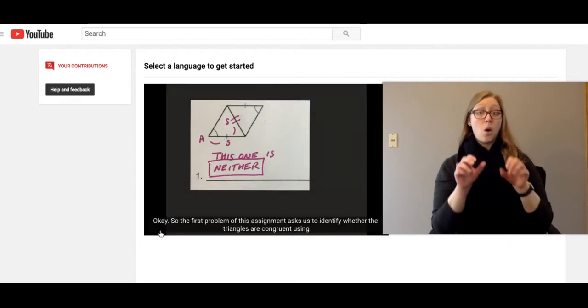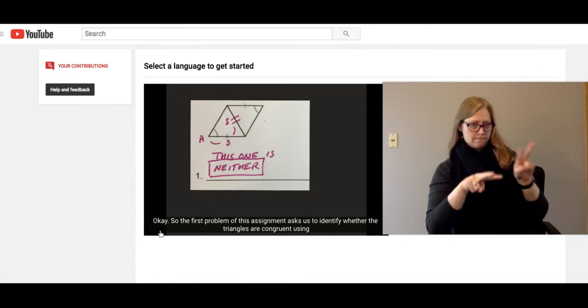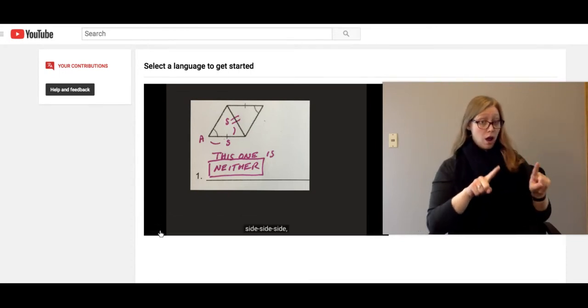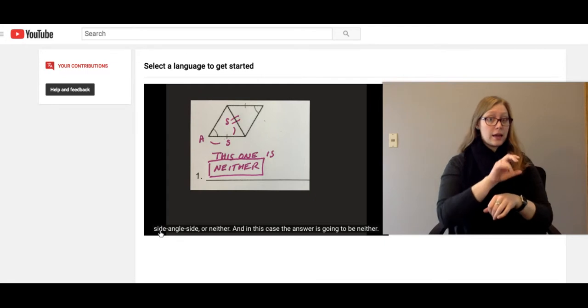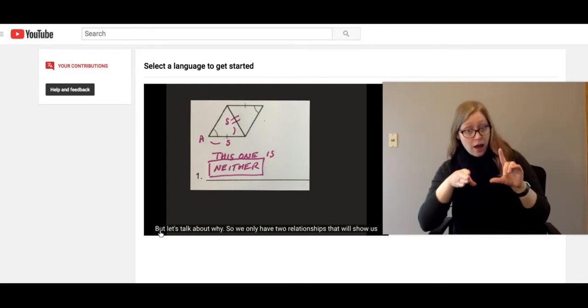Okay, so the first problem of this assignment asks us to identify whether the triangles are congruent using side, side, side, side, angle, side, or neither. And in this case, the answer is going to be neither, but let's talk about why.